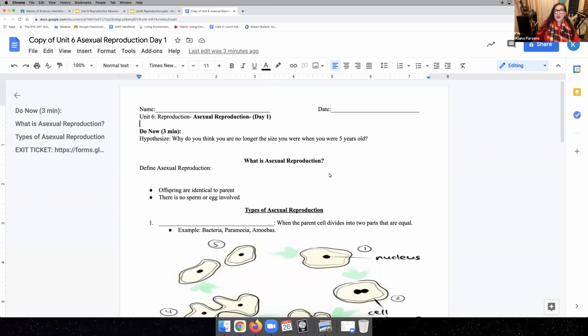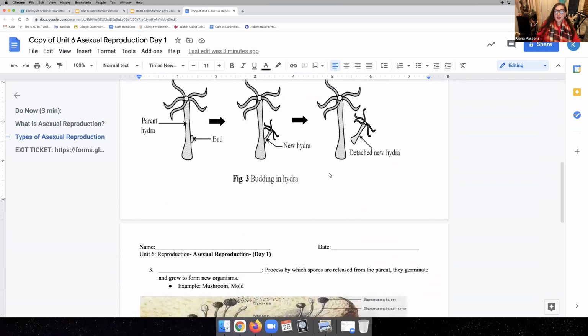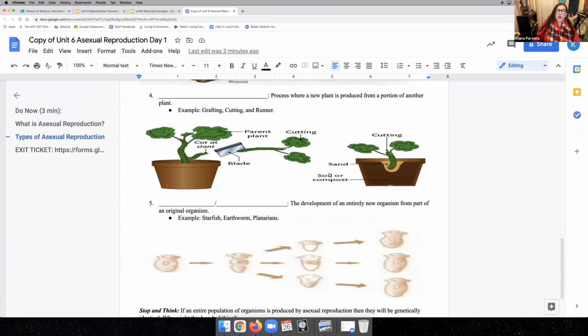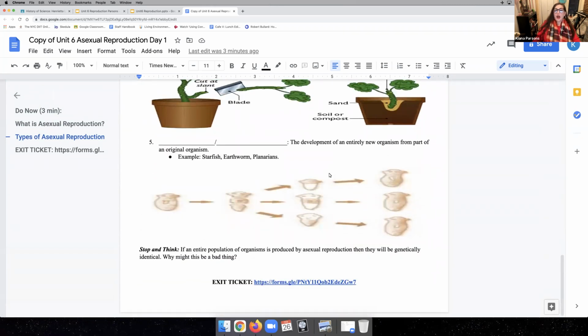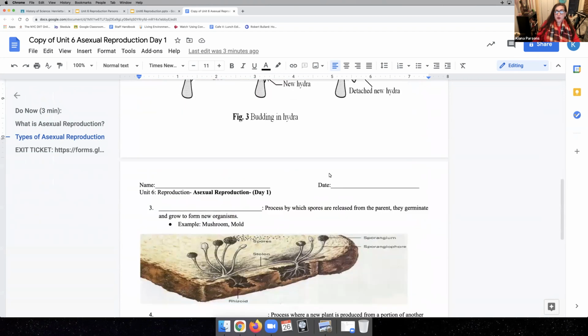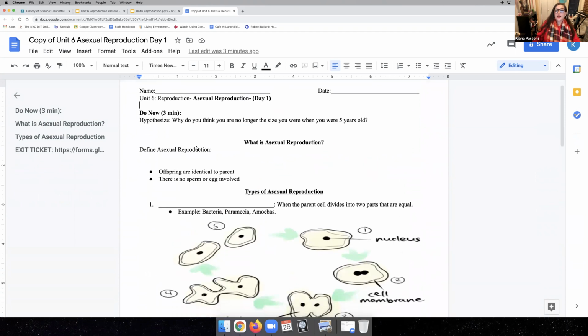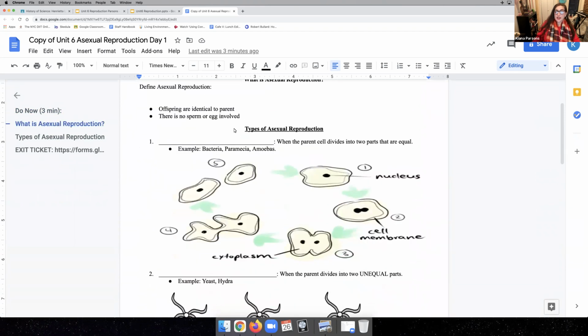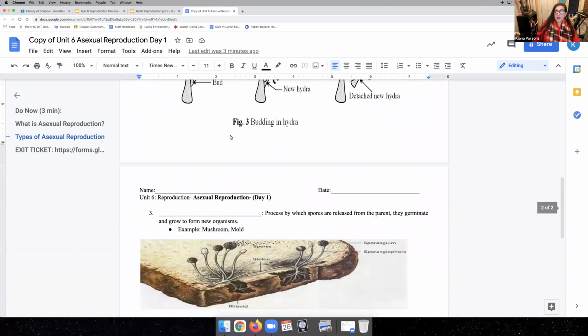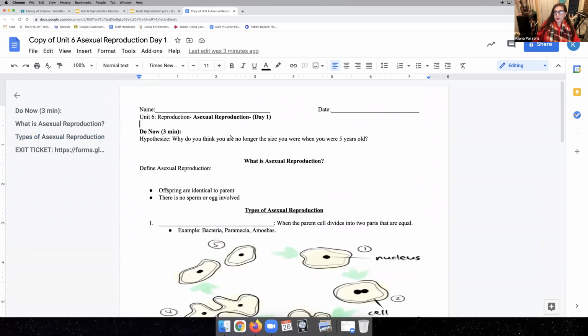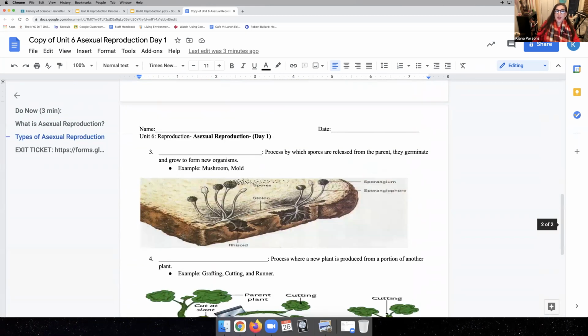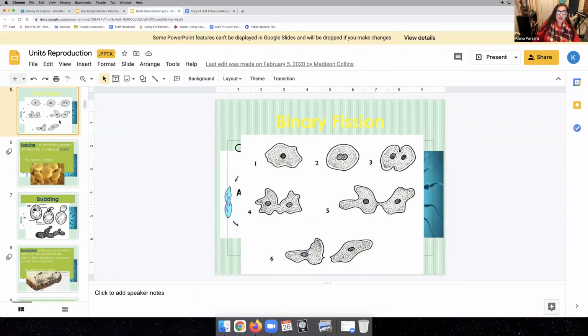And this is what yours looks like. I'm going to be going through a slideshow, which is a lot of images, and there's not too much for you to write on here. You're going to go through your own answer for the do now, and then just a definition of asexual reproduction, labeling these different types of asexual reproduction, and a question at the bottom. So let's go ahead and get started.